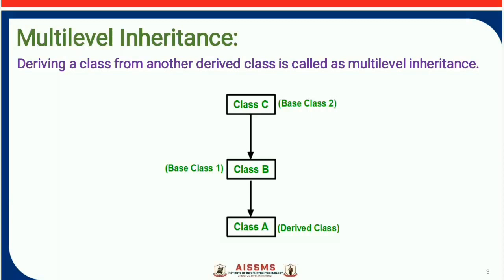So let us see what is multi-level inheritance. Deriving a class from another derived class is called multi-level inheritance. From the diagram we can understand that here class C is a parent class, class B is a child class, and class A is a super child class. It means that class A is derived from another derived class, that is class B. Hence deriving a class from another derived class is multi-level inheritance. So class A we call a super subclass and class B a subclass, whereas class C is a parent class.